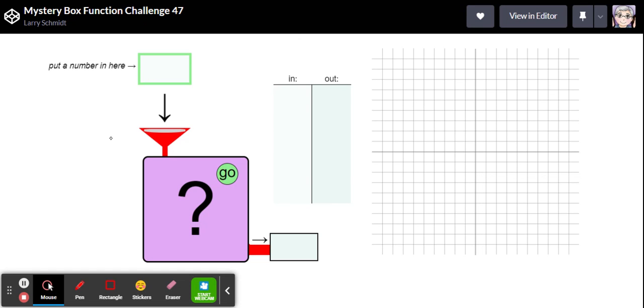Hello everybody and welcome to another mystery box function challenge. In this purple mystery box there is some math and your challenge is to figure out what that math is.